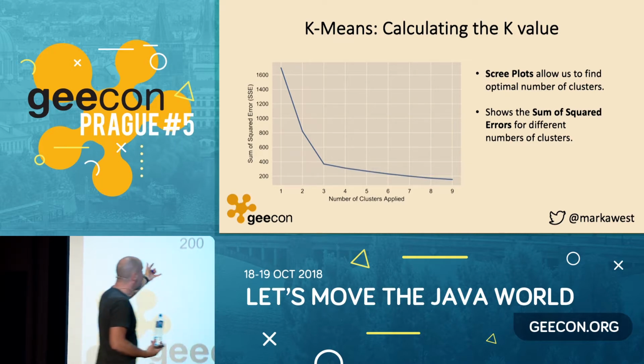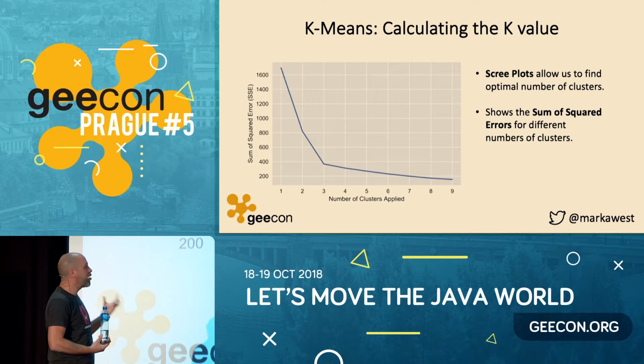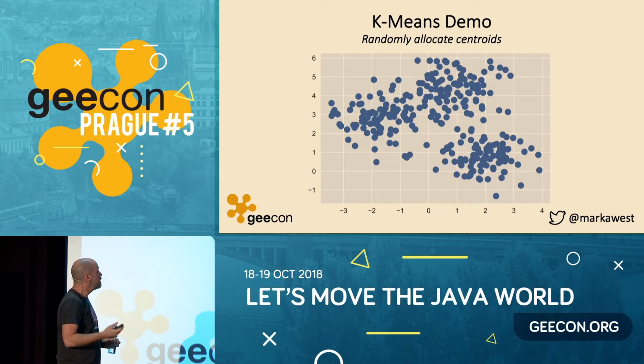And we can see here, like I said, the more clusters I have, the lower the sum of squared error is. And the trick here for working out what k should be, how many clusters I should try and find, is basically the elbow of the plot, which is there. So, yes, 3.